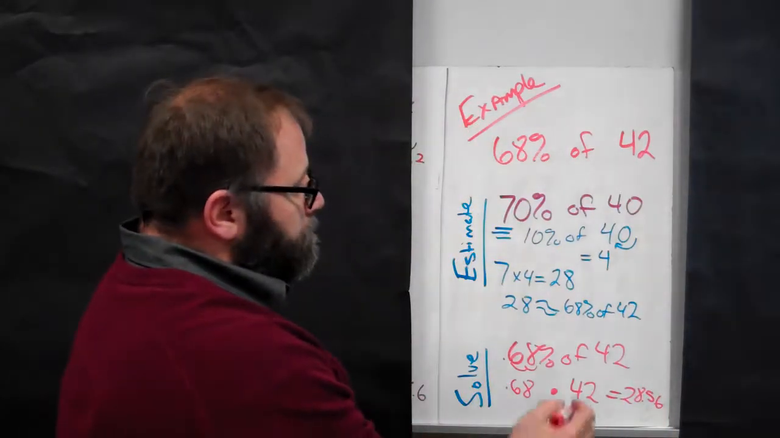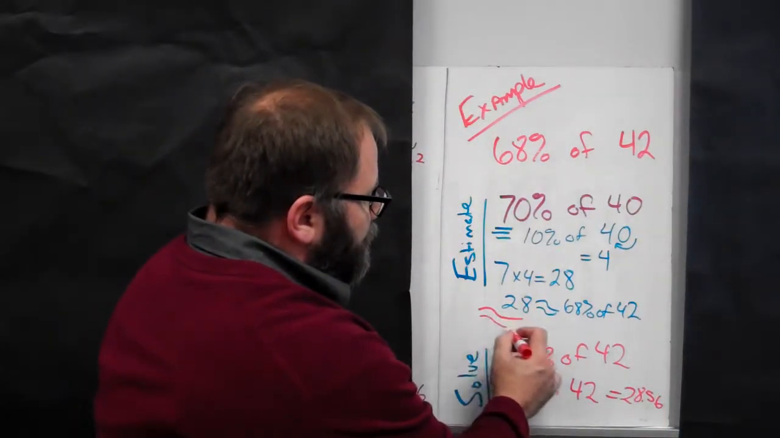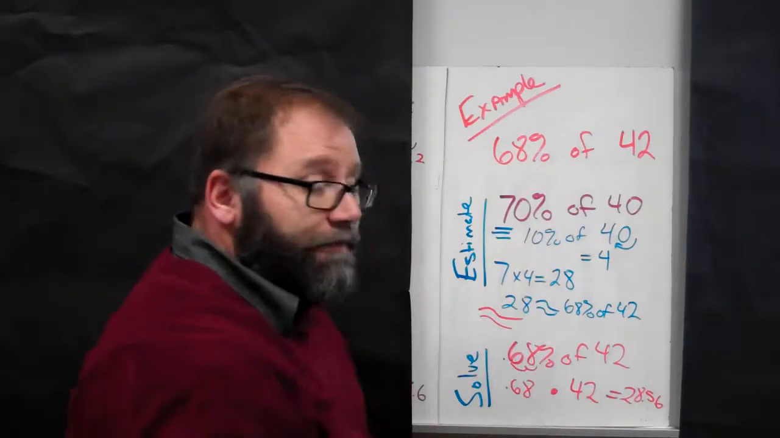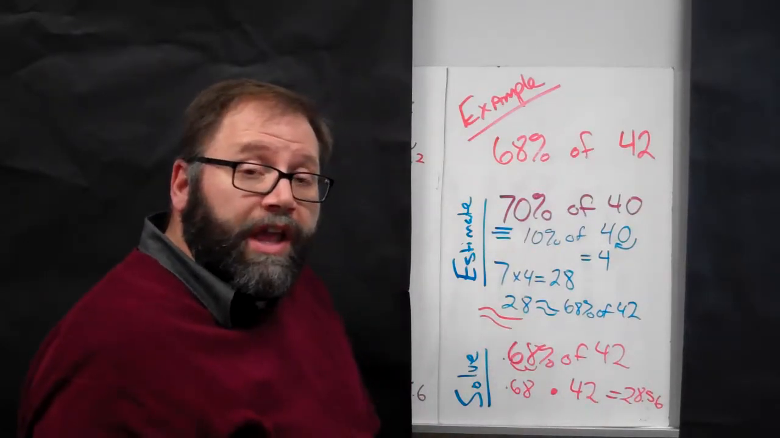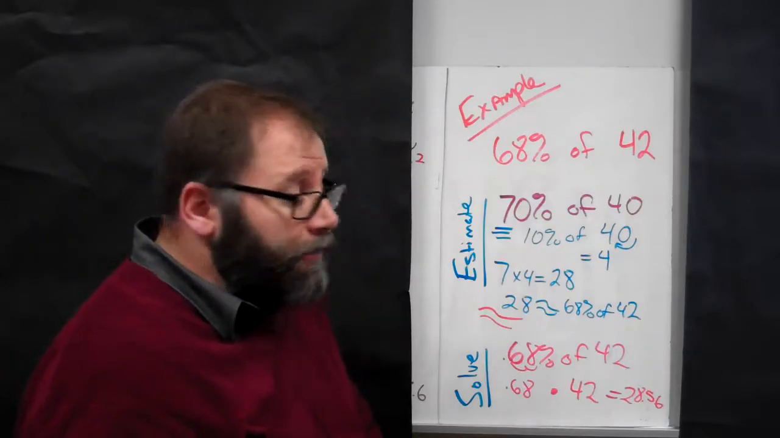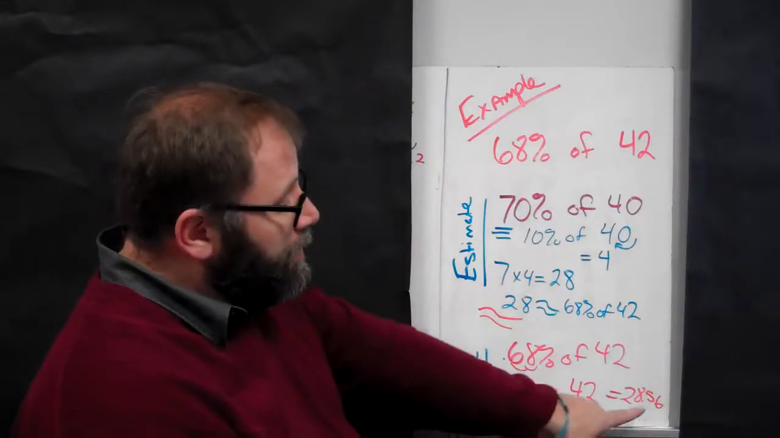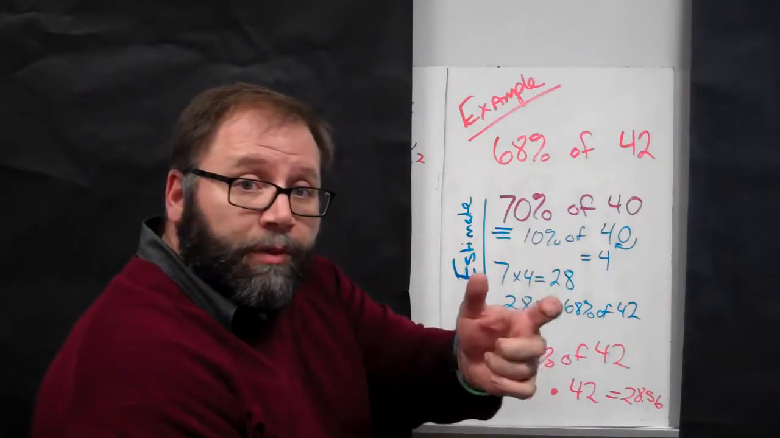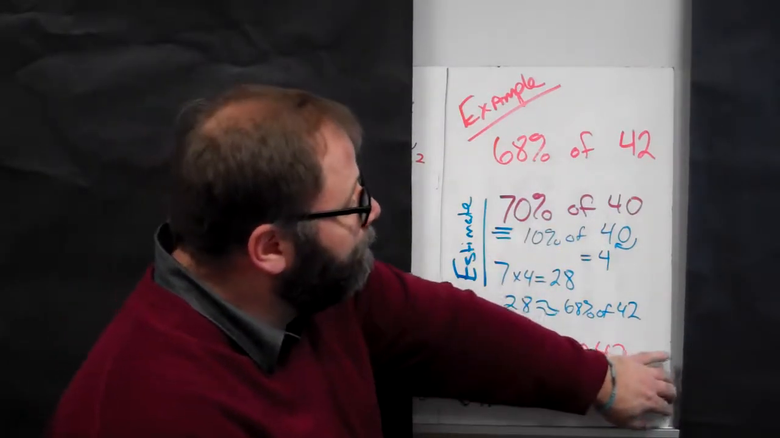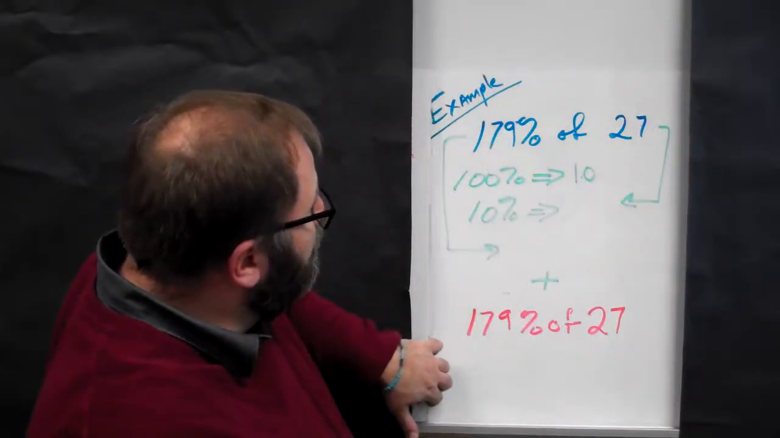is 28.56. Our estimation up here was 28. Our value that we found is 28 and 56 hundredths, or 28.56. That's really close. Reasonable estimation, accurate answer, very similar. We're doing the problem right. Let's look at one more example.